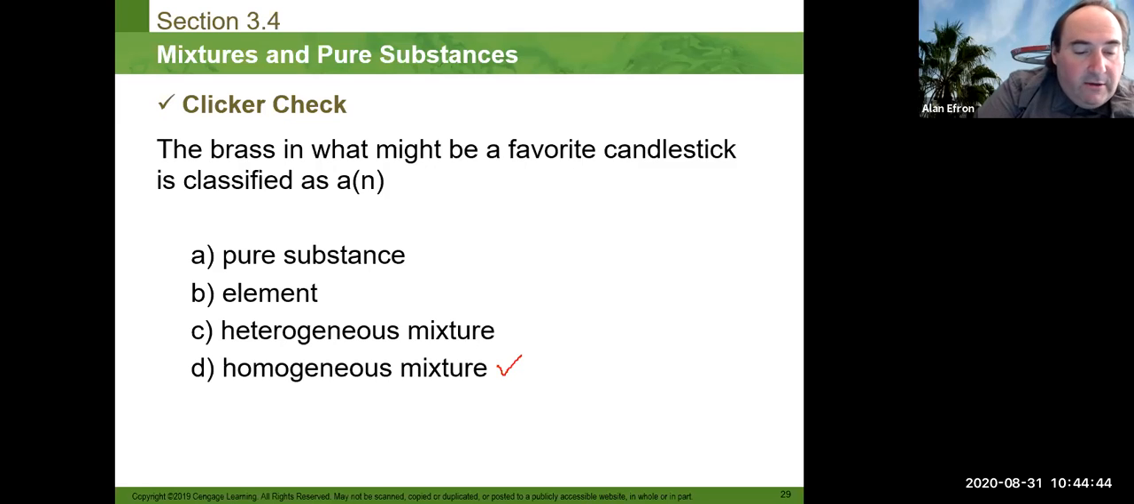It's also not an element, because it's a couple of different metals together. And again, it's not a heterogeneous mixture, because it looks just like a piece of metal, which looks the same throughout.